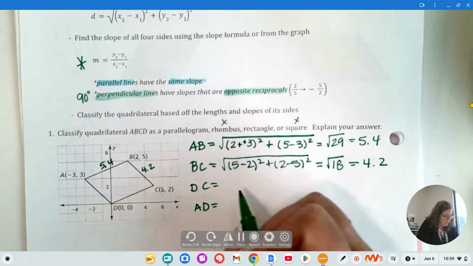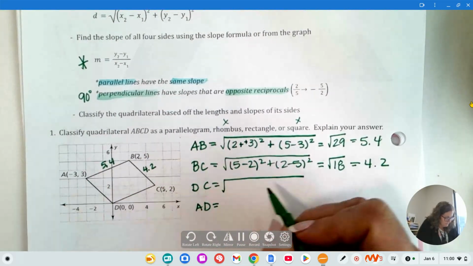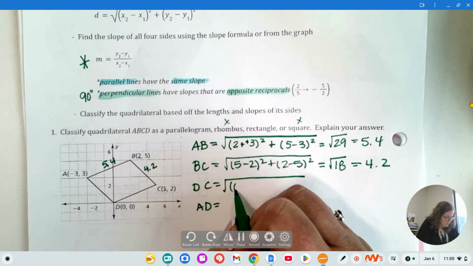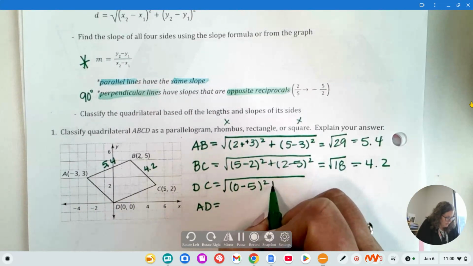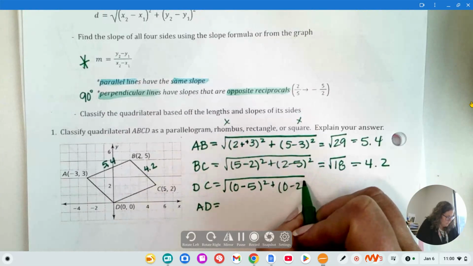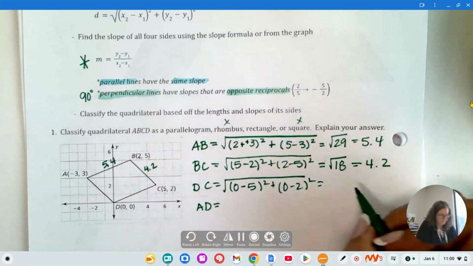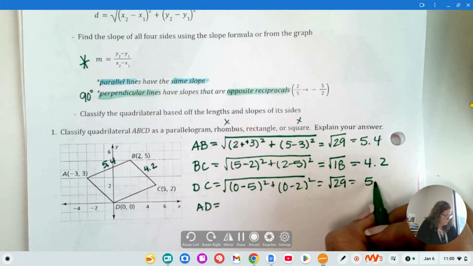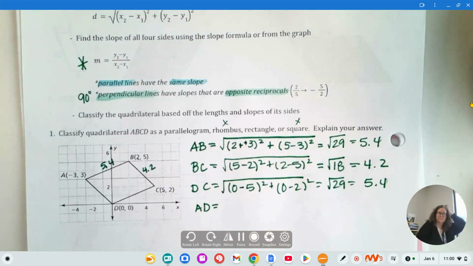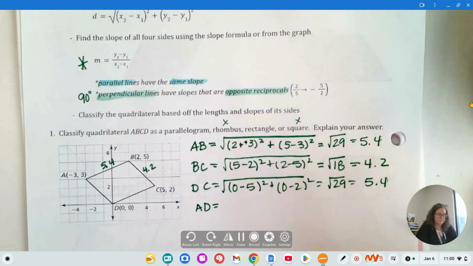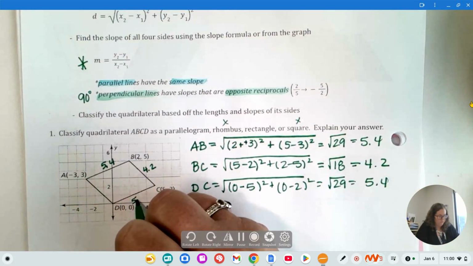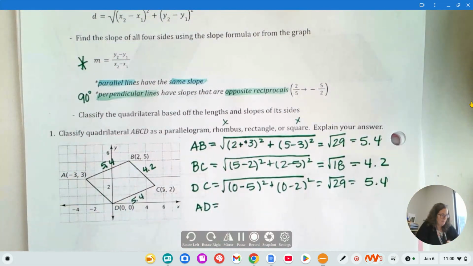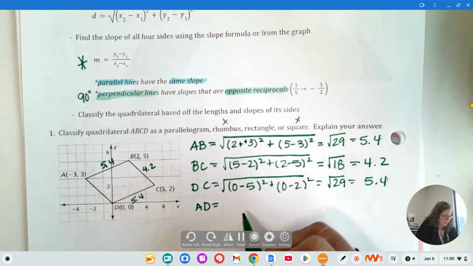So we're going to do DC. All right, so x2 minus x1, so 0 minus 5 squared, and then 0 minus 2 squared. Calculators out. And so we have 5.4 again for that one. And then let's check AD and make sure.